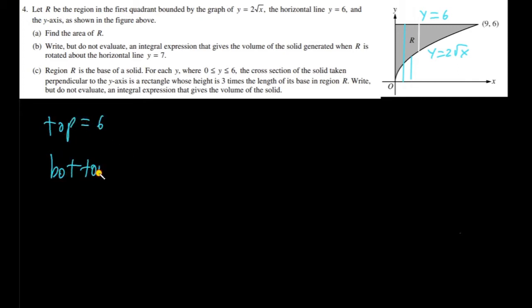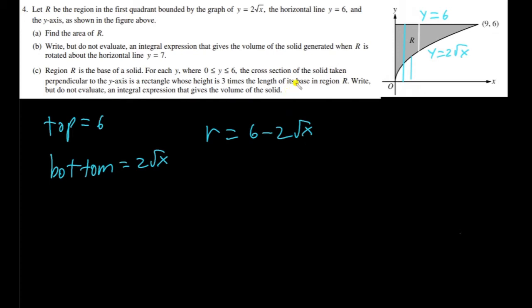But for the bottom, it's going to depend on where you're moving around, right? And what it is, it's going to be equal to this y value, so whatever height you're at. That's going to be the length of that line. So it's equal to 2 square root of x, right? So therefore, this white line is the difference between 6 and this y value. It's what's left over of that 6 once you subtract the y value. Okay, so we can say that the distance that we want, I'll call it r, is going to be 6 minus 2 square root of x.